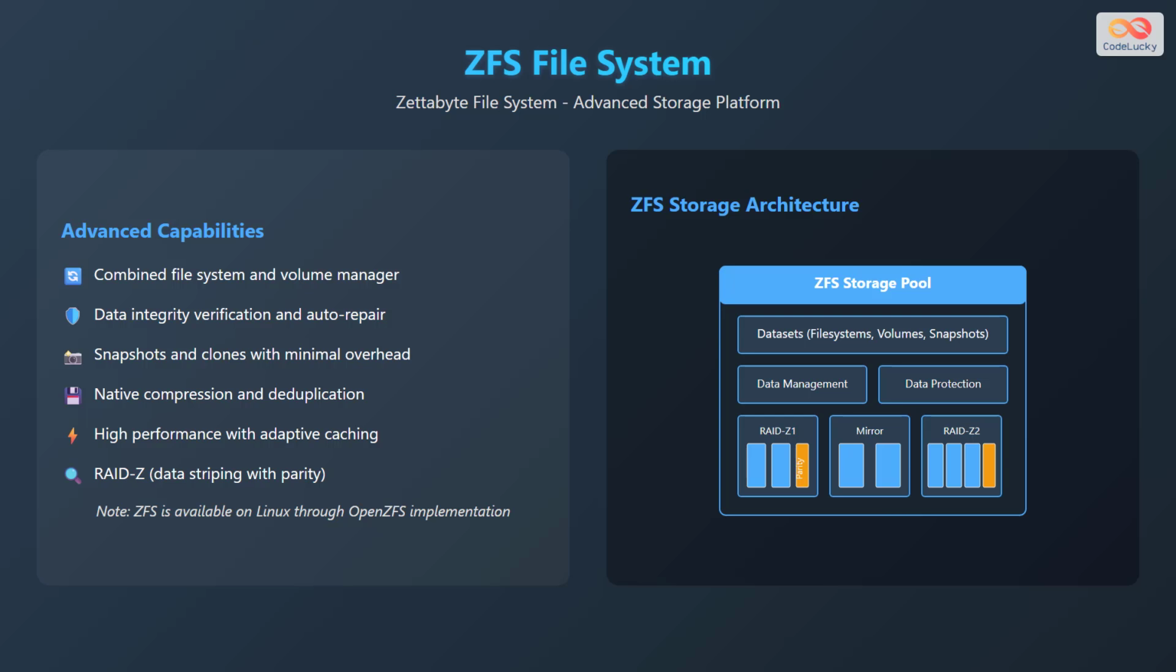A ZFS storage pool comprises datasets, data management, and data protection. Datasets include file systems, volumes, and snapshots. Data management features include compression and deduplication. Data protection features include RAID-Z1, Mirror, and RAID-Z2. Note that ZFS is available on Linux through the OpenZFS implementation.